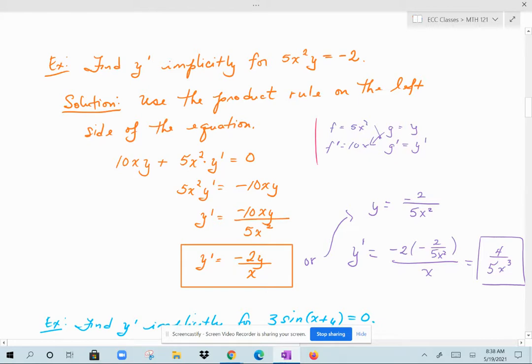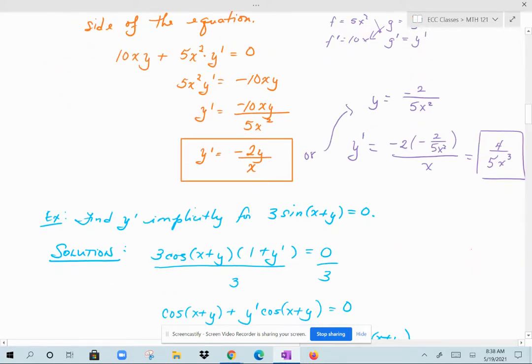Okay, so here we're going to do one where you can't solve this for y. So this is only defined implicitly. So I need to use chain rule in this case because I have sine of x as my outer function and x plus y is my inner function. Remember, we're taking the derivative with respect to x. So anytime you're taking the derivative of the y, you need to write that as y prime or dy dx.